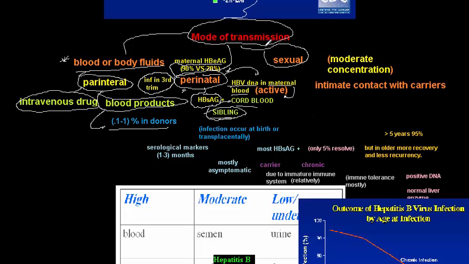Also, hepatitis B may be sexually transmitted. It is present in moderate concentration in the semen, I'm going to tell you this, but it is more transmitted via blood or body fluids.